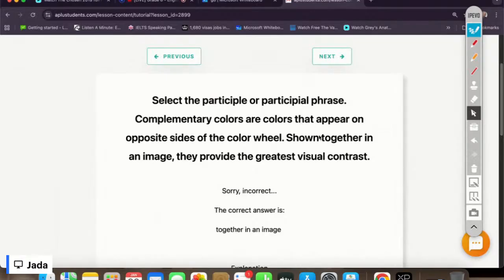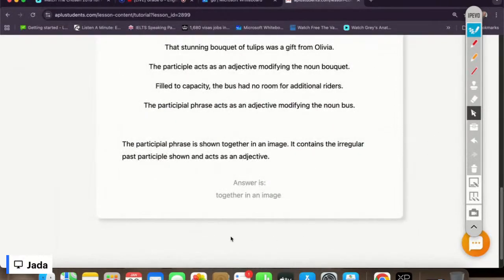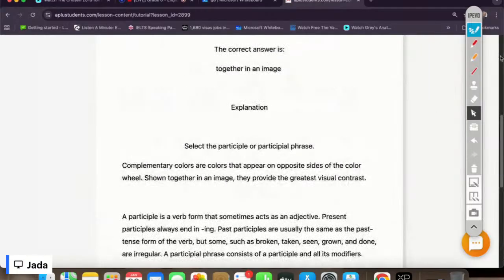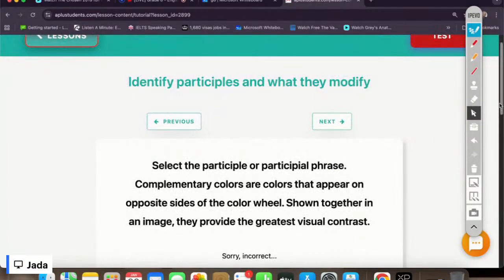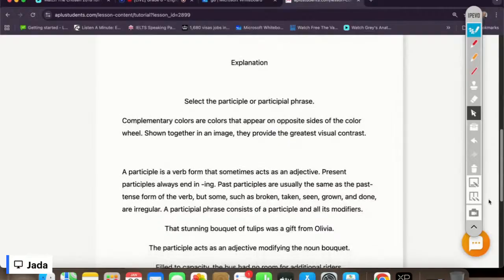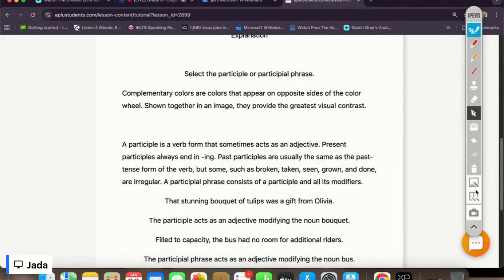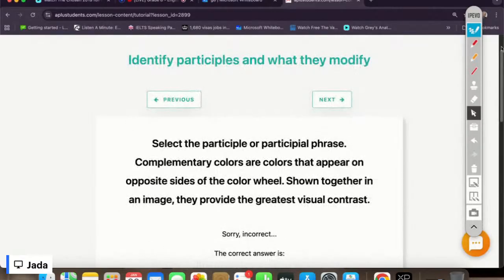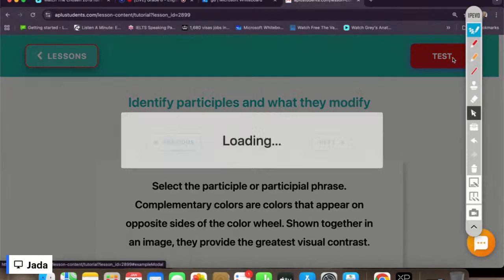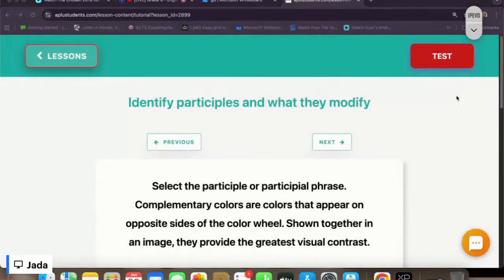Complementary colors are colors that appear on opposite sides of the color wheel. Shown together in an image, they provide the greatest visual contrast. So what do we have here? Shown together in an image, okay? So that is the participle phrase. All right. So you just have to note that a participle is a verb form that sometimes acts as an adjective. Okay. So let's see the test, and you can share your answer with me if you know them.